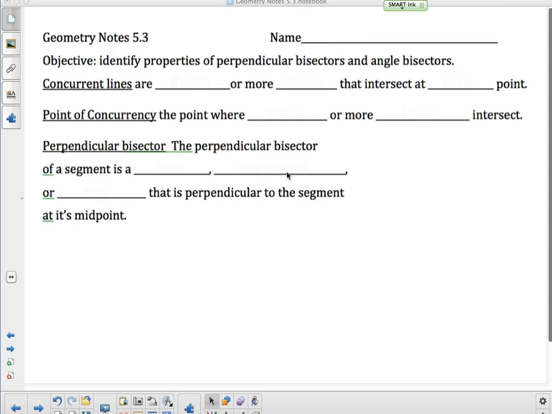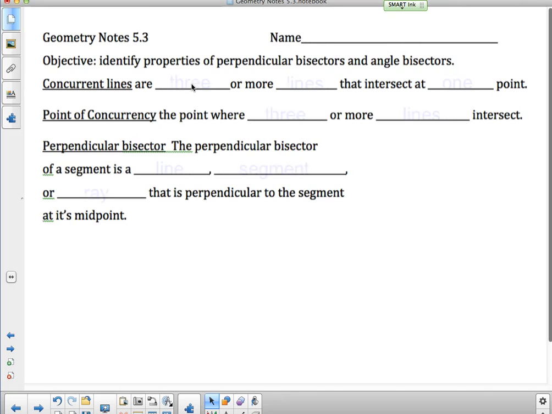We're here learning about section 5.3, points of concurrency. Our objective today: identify properties of perpendicular bisectors and angle bisectors. Okay, today we're just doing perpendicular bisectors. This is day one. Okay, concurrent lines are what we're learning about.